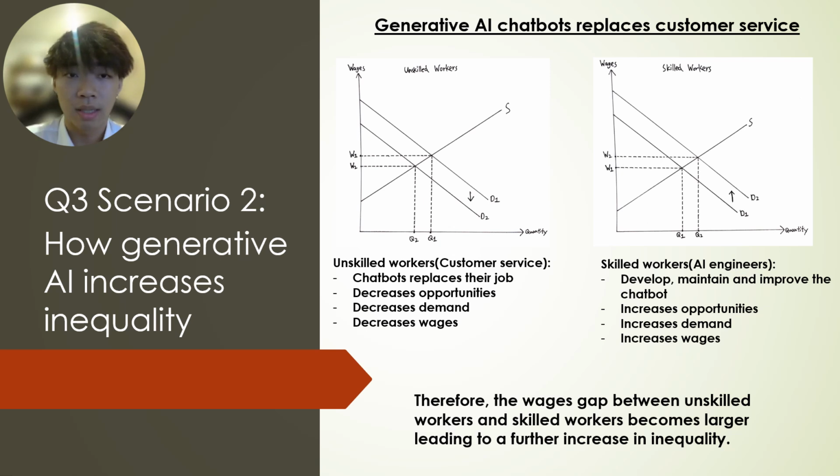As a result, the demand curve in the labor market diagram for unskilled workers will shift to the left, reducing their wages and quantity. However, on the other hand, skilled workers like AI engineers will be needed to maintain and improve the chatbots, which leads to increased opportunities and higher wages for them. So when this happens, the demand curve in the labor market diagram for skilled workers will shift to the right, increasing their wages and quantity. In conclusion, with Gen AI chatbots being able to replace customer service jobs, the wage gap between unskilled and skilled workers will be larger, leading to a further increase in inequality.